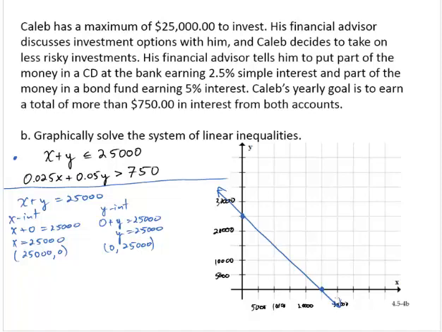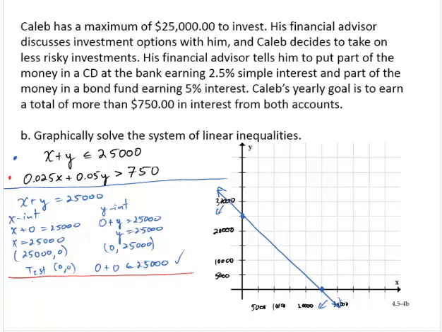And testing, if we just sort of think about it, if the maximum is 25,000, we can test whatever point we want. I'll test the origin again. Testing the origin is 0 plus 0 less than or equal to 25,000. Yes. So that means I would shade below that blue line. I'll graph the second inequality in red.